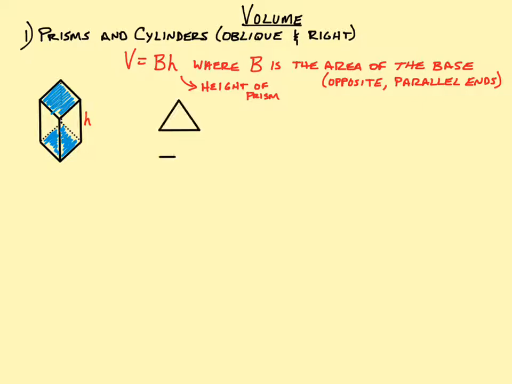Or if we had a triangular prism, again, here are our bases, and this would then be our height here, because the triangles are the parallel sides. The other sides, while they would be really easy to calculate, are not going to be parallel to each other, so that's not going to be our base.